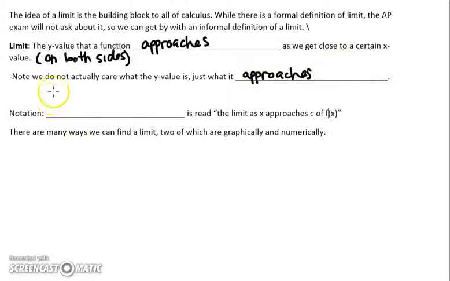Now our notation is going to look like this. We're going to say the limit as x approaches some value c of f of x, and that's read the limit as x approaches c of f of x. So there's our notation. There are many ways we're going to do it. Most of them are going to be algebraic, but today we're only going to look at graphically and numerically.